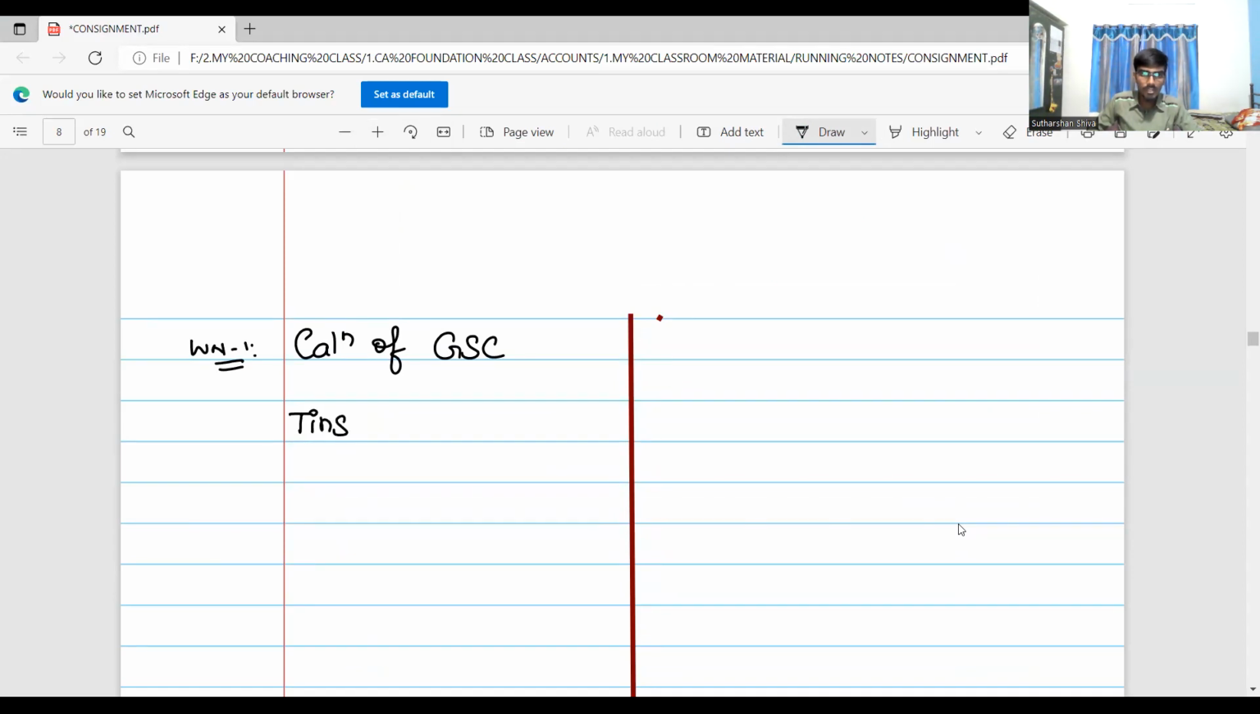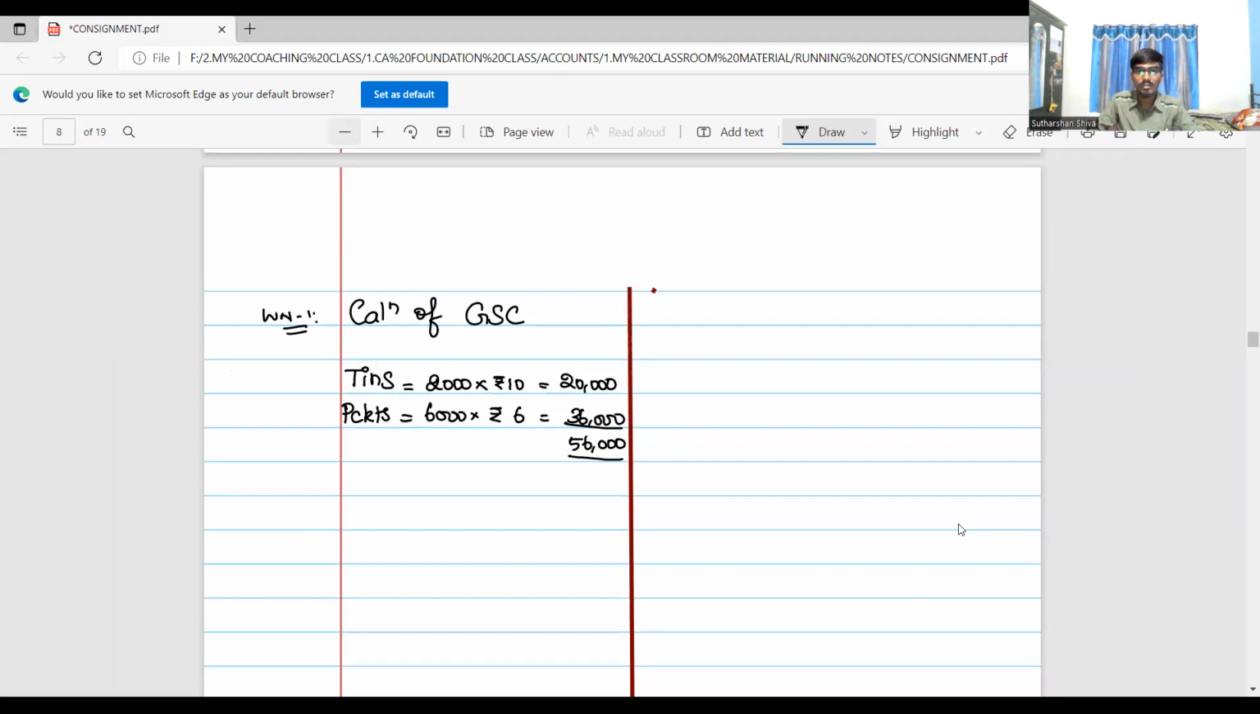You have tins and you have packets. How many tins you have? 2,000 tins. What is the consignment price? It is rupees 10, so total 20,000. And you have 6,000 packets, each packet cost of rupees 6, so total you have 36,000. If you keep on adding this, you will get 56,000. This is your first working note.